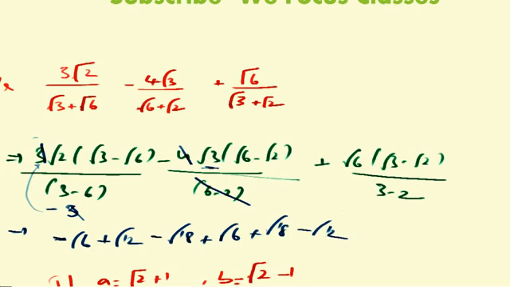So try to see what numbers we got. Here it is minus root 12, here it is plus root 12, here it is minus root 12. This is plus root 18, this is minus root 18. And this is plus root 6, this is minus root 6. So everything cancels and is left, and you will be getting 0.